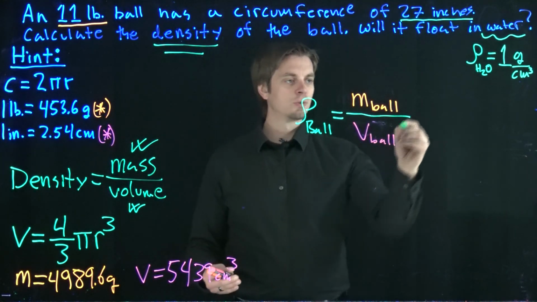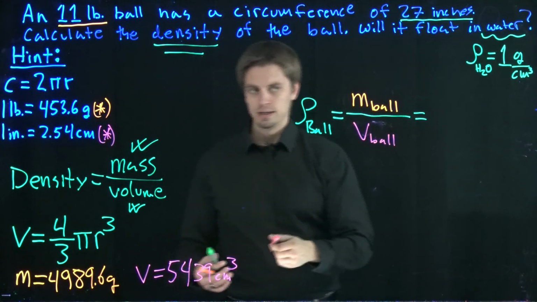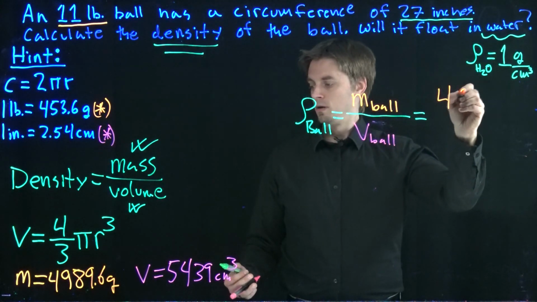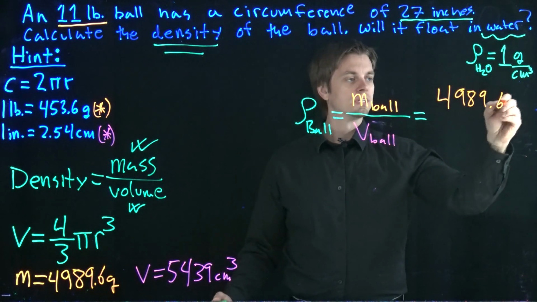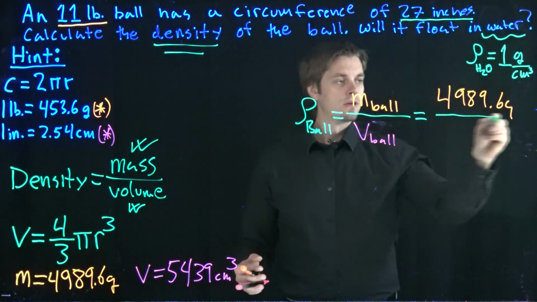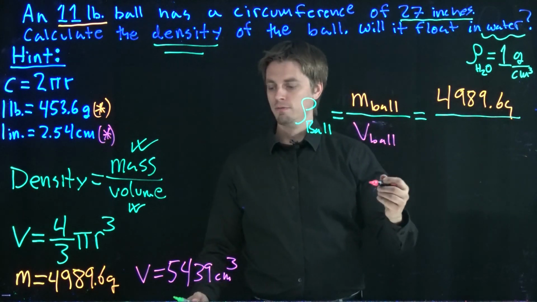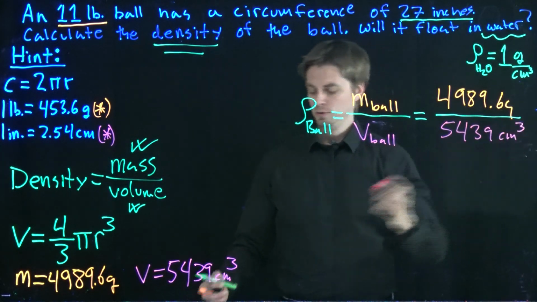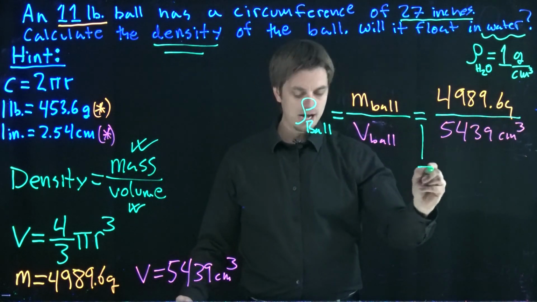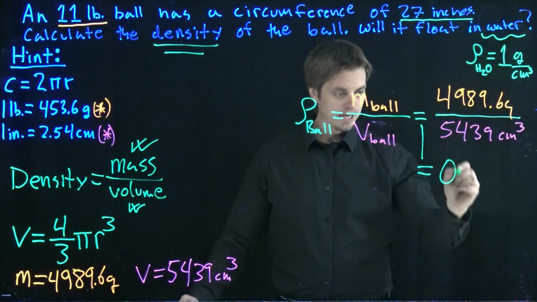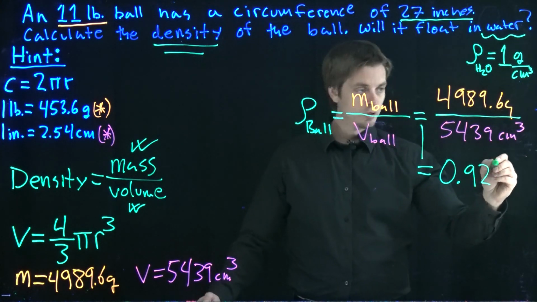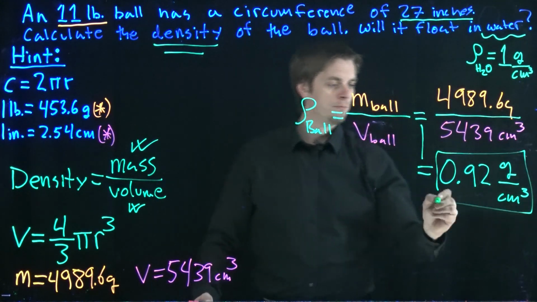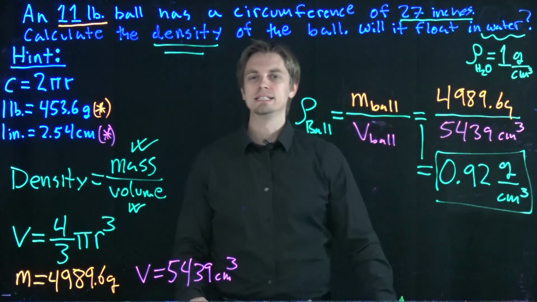So plugging in the values that were given here, mass is going to be our 4989.6 grams, and the volume here is going to be 5439 centimeters cubed. If you divide these numbers through, you should end up with a value of 0.92, and our units are going to be grams per centimeters cubed, as we wanted. Now, this is the density of our ball.